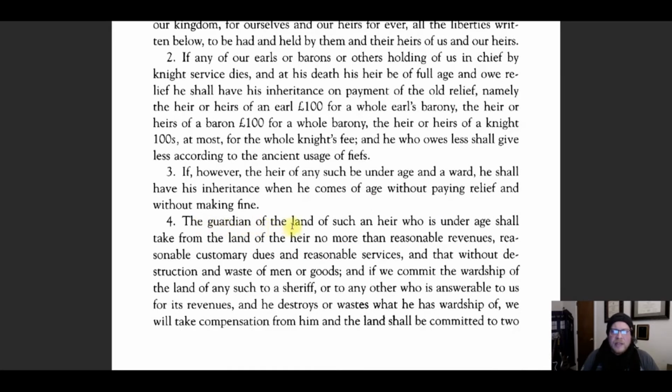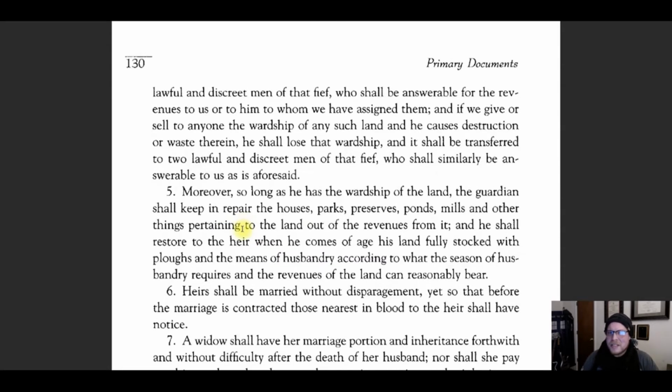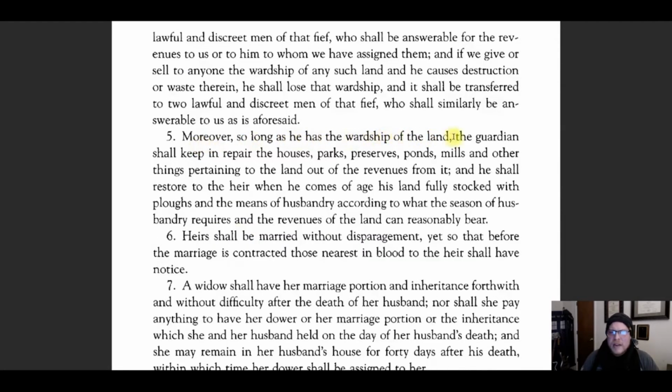"The guardian of the land of such an heir who is under age shall take from the land..." Again, notice here, we're already just talking about landowners. We'll look at a couple more just so you can see that's what's going on here. "Moreover, so long as he has wardship of the land, the guardian shall keep in repair the houses, parks, preserves, ponds, mills, and other things pertaining to the land out of the revenues from it."